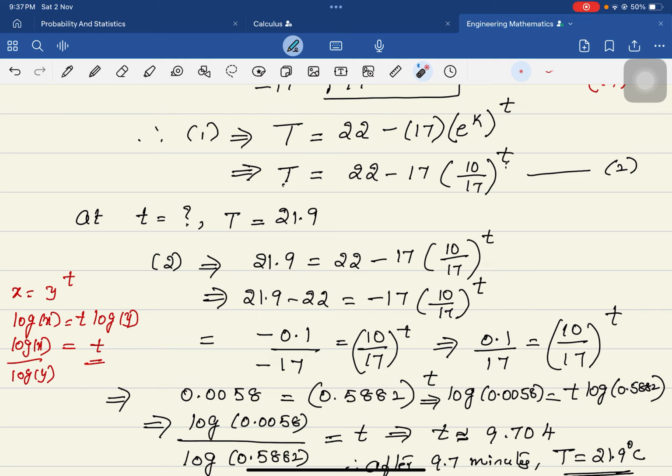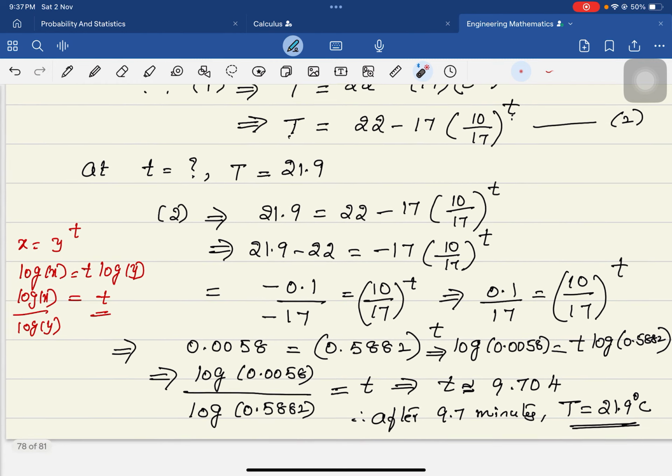The question asked in the problem is at what time t the temperature of the thermometer is 21.9 degrees centigrade. So just plug in the values so that we can get the value of the time t. I hope it is clear.